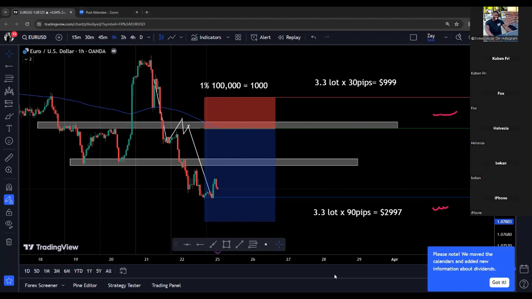But for the most part, did y'all understand how to calculate lot sizes? How to calculate your pips, find and calculate your TP, calculate your stop loss, and what lot size you need to use on your accounts? Everybody get that part? Anybody got any questions? Perfect.